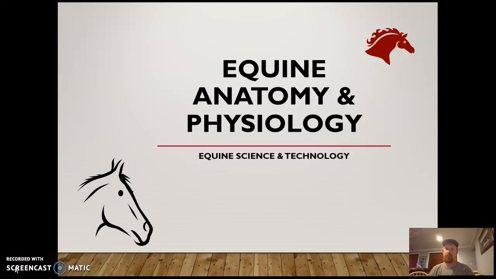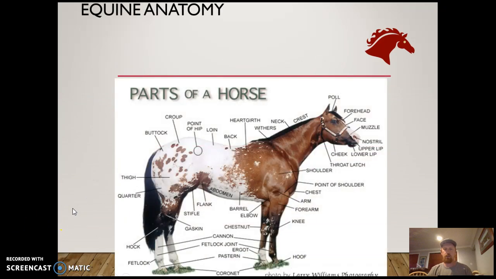Hi, today we're going to be talking about equine anatomy and physiology. So, right here is a picture with all the different parts of a horse. You may use this in order to fill out your graphic organizer.